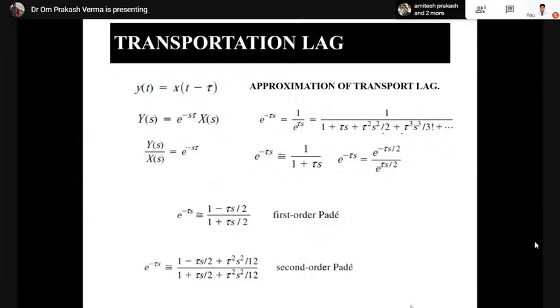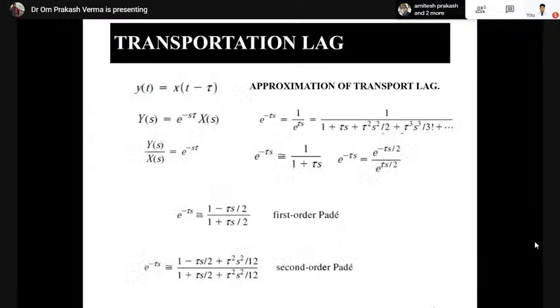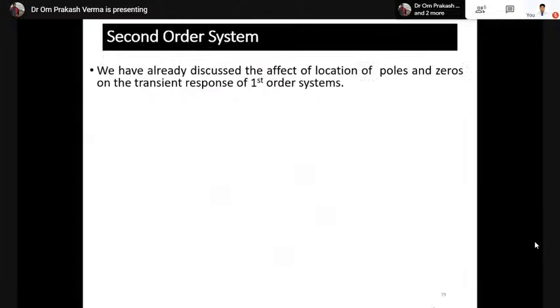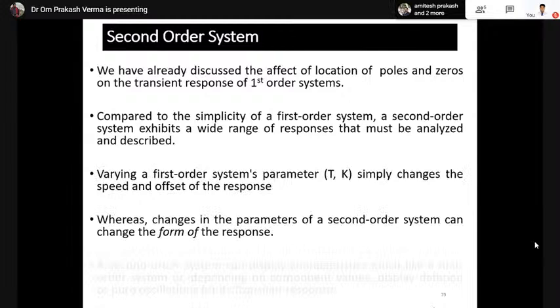Then we have the approximation of the transportation lag. We understood the meaning of the transportation lag, or the dead time, or the distance velocity lag. We tried to understand these things. Then we discussed yesterday the transportation lag approximation, the first order Padé and the second order Padé. All these things we have covered.